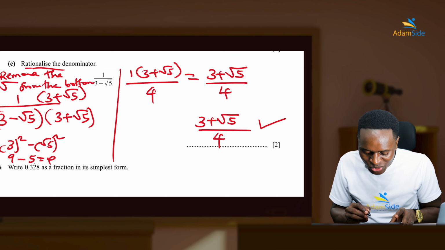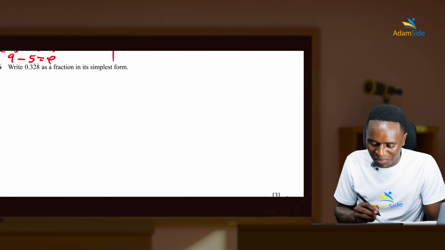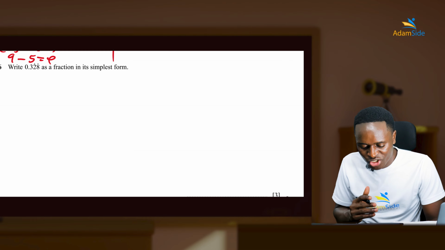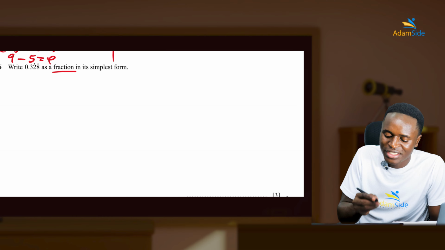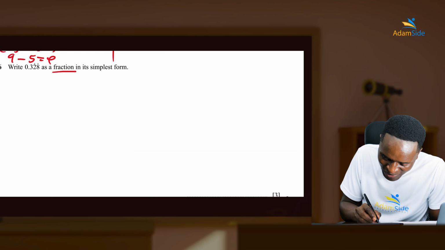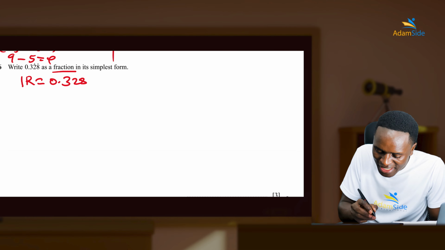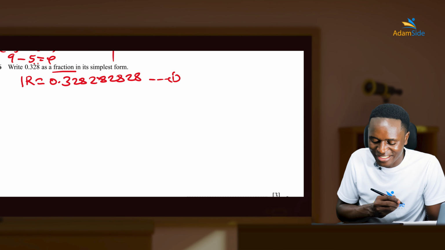Write 0.328 recurring as a fraction in its simplest form. Question number 16. Still in number system. So here we are converting irrational numbers, and we need to write them as a rational in the form of a fraction, or we say recurring numbers or numbers without ends. So in that case, let r be equal to 0.328. You see the dots are on 2 and 8. So it means 2 and 8 are the ones being repeated to infinity.